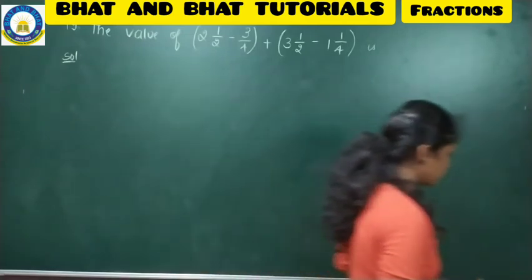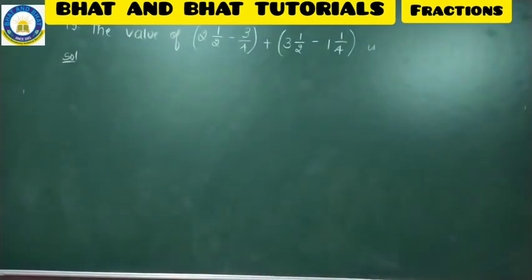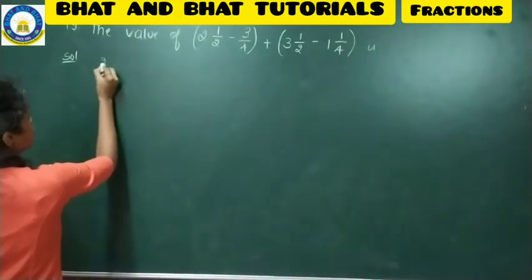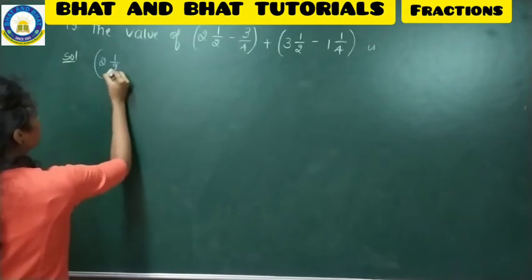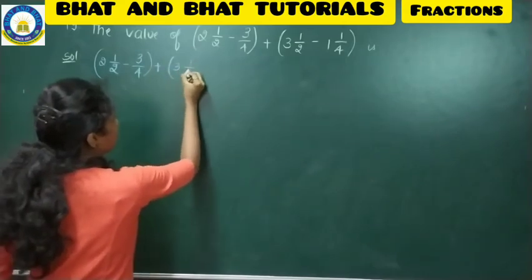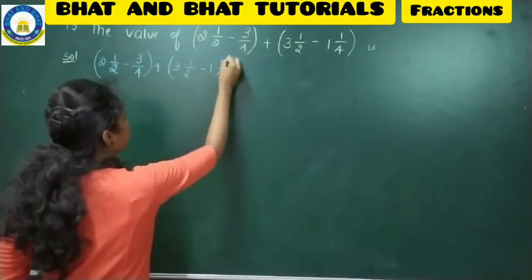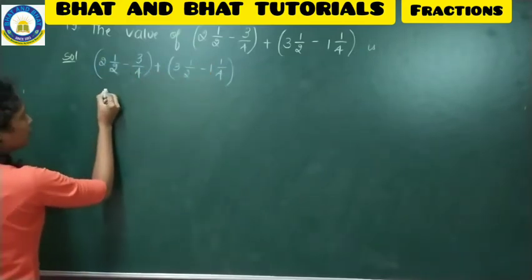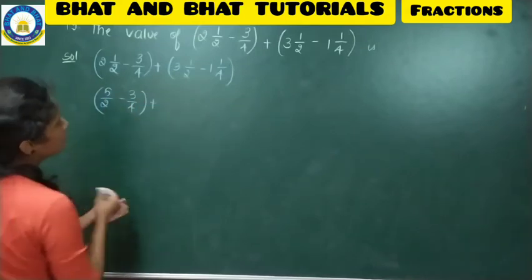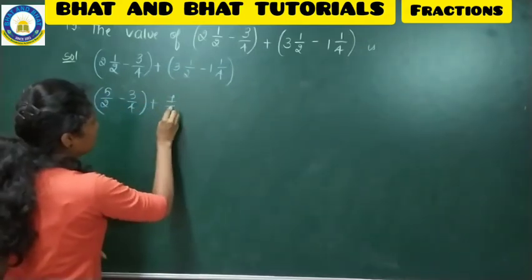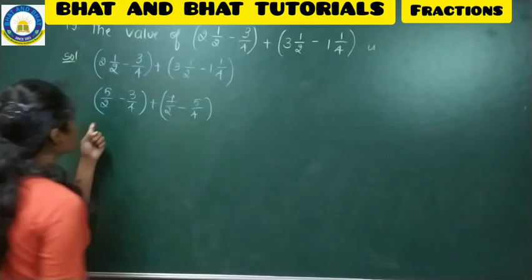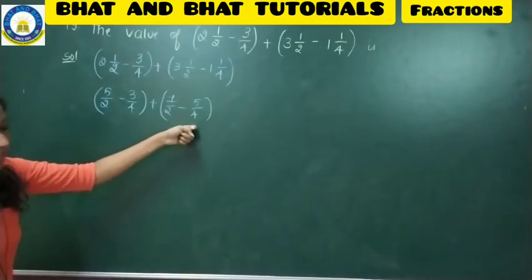See the numbers there. First you have to convert the mixed fraction into an improper fraction. So first I'll just write the question: 2 1/2 minus 3/4, and then plus 3 1/2 minus 1 1/4. 2 twos are 4 plus 1, 5/2 minus 3/4, close the bracket, plus 3 twos are 6 plus 1, 7/2, close the bracket, minus 4 ones are 4 plus 1, 5/4. So now we'll solve this first and then we'll solve this.